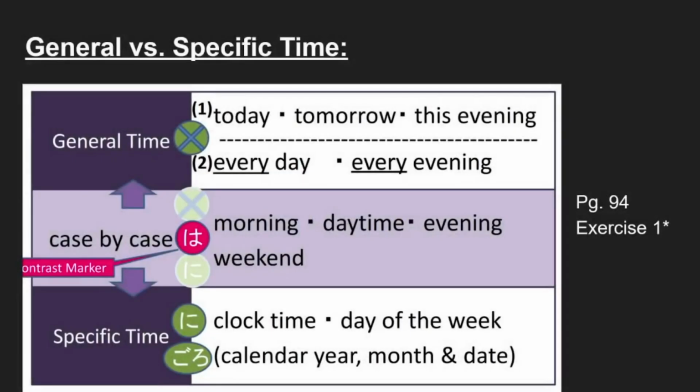Who knows? This is something I took from my old school class that separates what is considered general time and specific time. It's a little hard to read, but it's a pretty good way of separating them. For those watching, I want to make it clear that the ni and goro down here are just for this section. So this isn't saying goro is used with calendar year, month, and date.